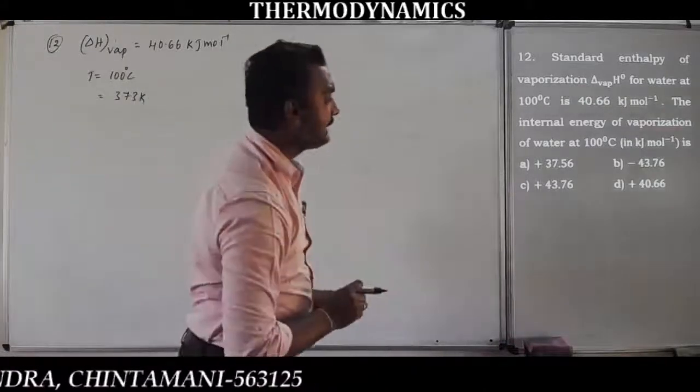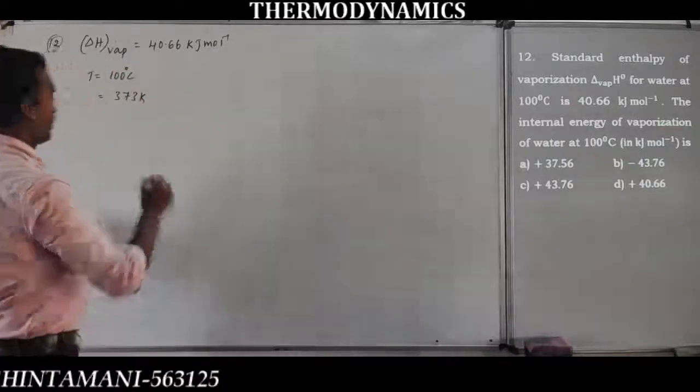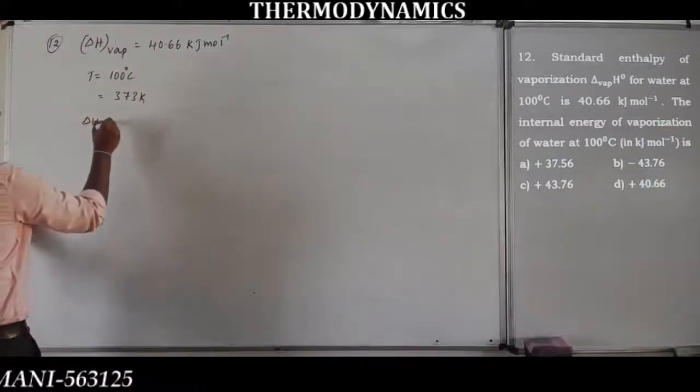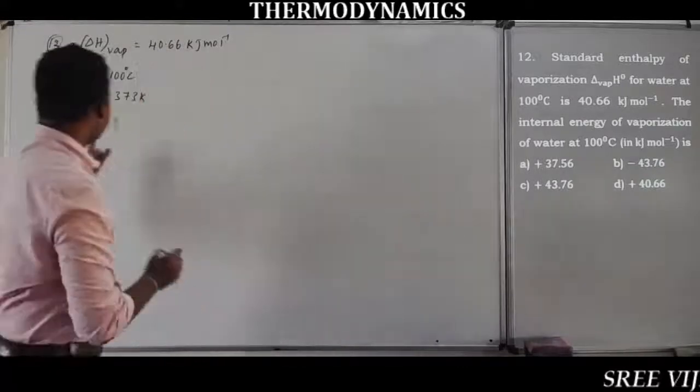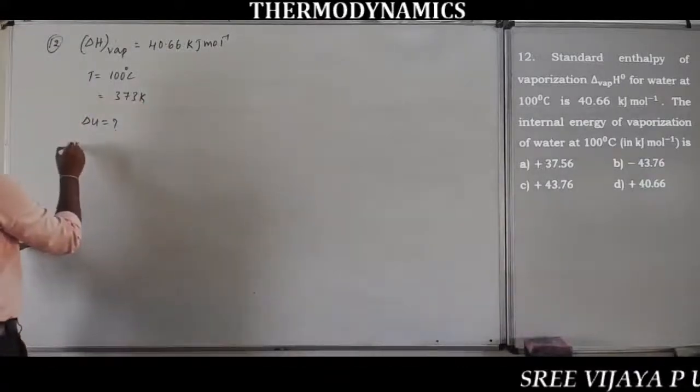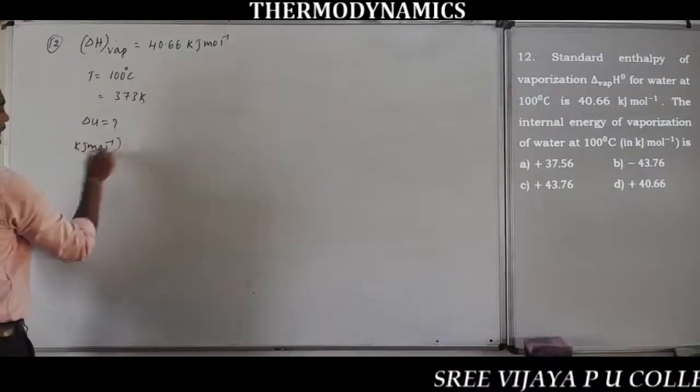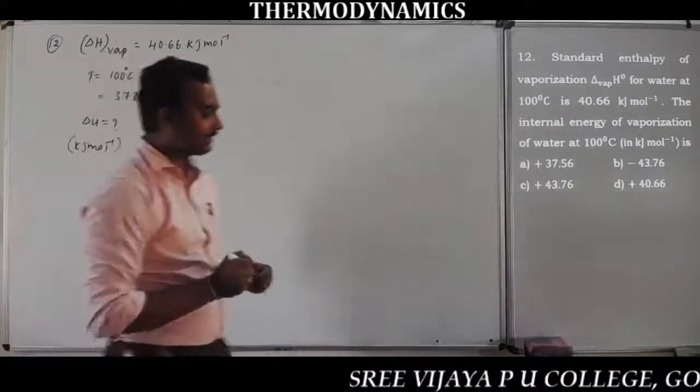And the internal energy of vaporization, we have to calculate delta U. And what is it given in? Kilojoule per mole. Delta U we calculated in the form of kilojoule per mole. Options included plus 37.56.